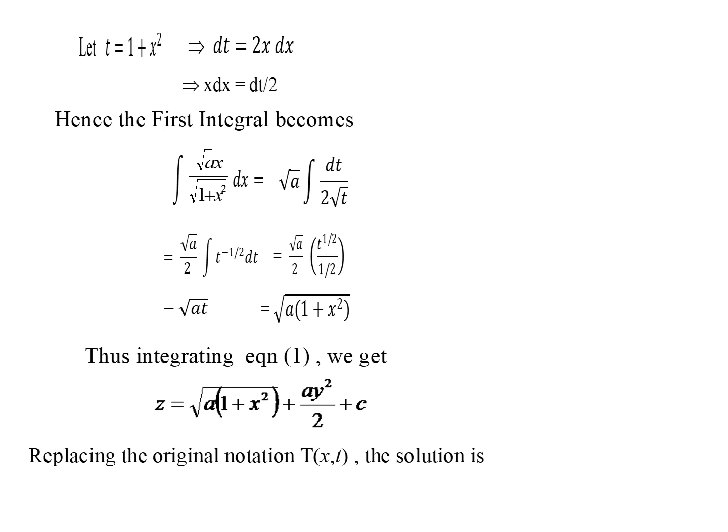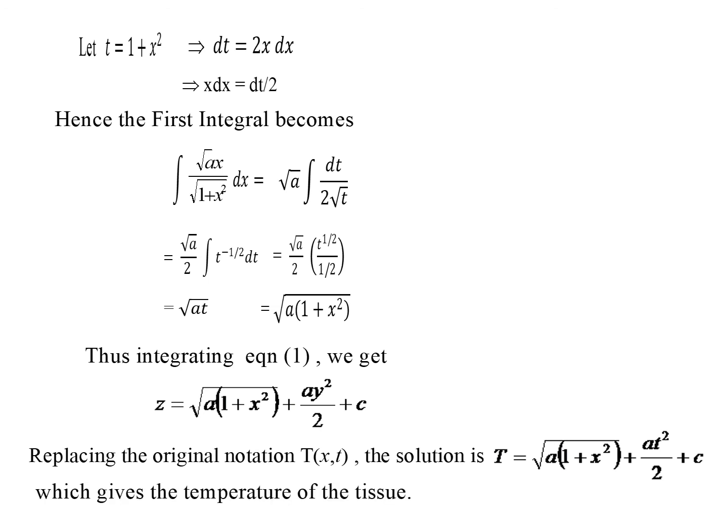Which is the complete solution, but we shall change the solution in terms of the original variables, capital T, etc. So we have the answer for capital T as root a into root of 1 plus x squared plus a into t squared by 2 plus c, replacing z as capital T and y as small t. So this represents the temperature of the tissue.